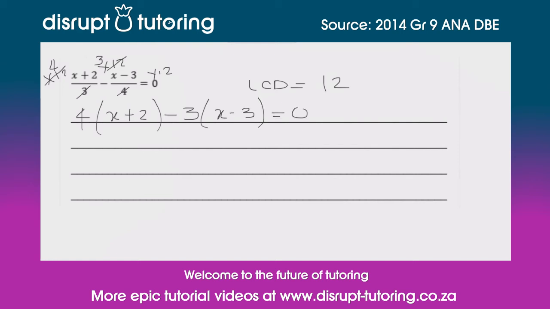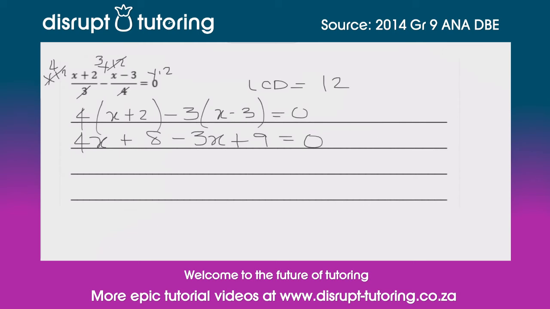Nice and simple. We've got rid of our fractions, and now we've got some distributive law to deal with. So in our next step, we're going to deal with our distributive law. Remember, we times it into the brackets. That's going to give us 4x + 8. Same thing here. The minus 3 goes in, and it's going to be -3x + 9 equals 0.